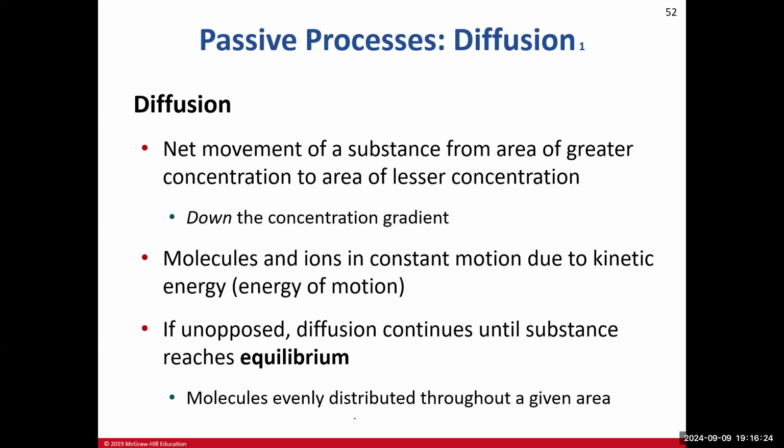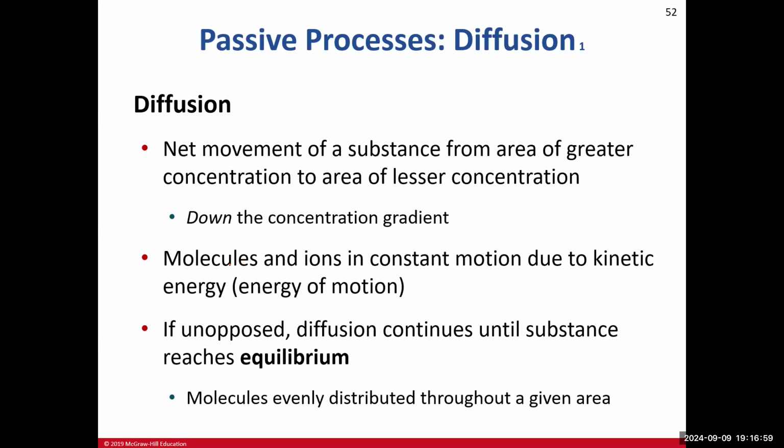So let's start off with diffusion, right? If you look at the definition there, it's the net movement of a substance from an area of greater concentration to an area of lesser concentration. So you've got a lot of something in one spot and very little of it in another spot. And we want to balance everything out. So the area that has a lot, that substance is going to want to move into the area where there's not a lot. That's all it is. And when it moves from that area of high concentration to the area of low concentration, we say it's moving down the concentration gradient.